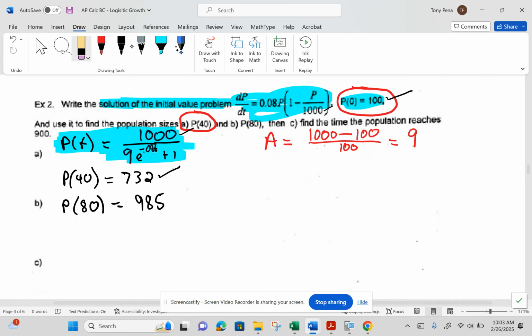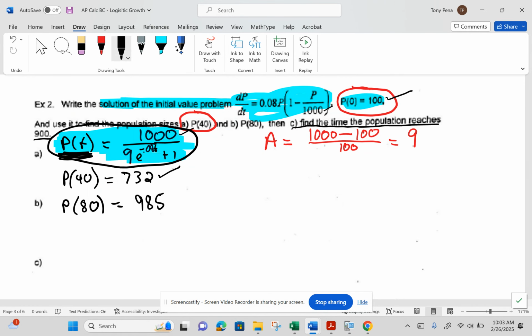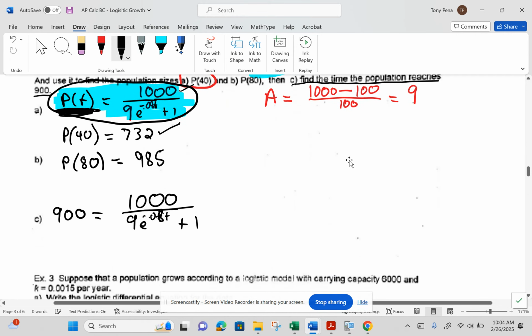Okay, then part C. Find the time the population reaches 900. So this is our population equation, right? All this is really asking us to do is find when the population itself, the left-hand side, is 900. So we're going to let our population be 900 and set it equal to that right-hand side, where the only variable is a time variable. Oops, I forgot the 8. It's a little ugly, so we now have to work and solve that equation.